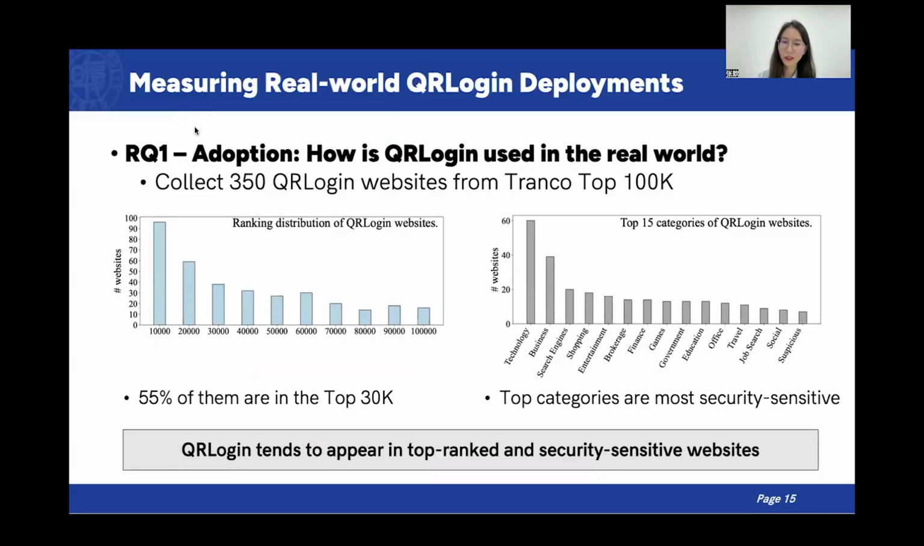To understand the broader picture, we structured our analysis around 3 research questions. First, how is QRLogin used in the world? We collected 350 websites using QRLogin from the Tranco top 100,000 and found QRLogin is more common on top-ranked sites, and they often belong to security-sensitive categories like technology, business, and shopping. So, even if QRLogin isn't everywhere, it appears it really matters.